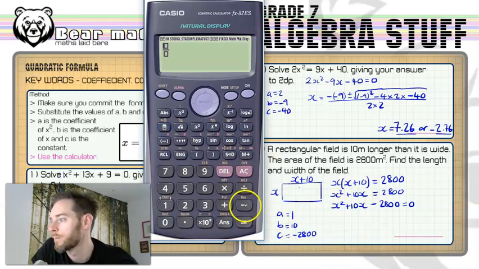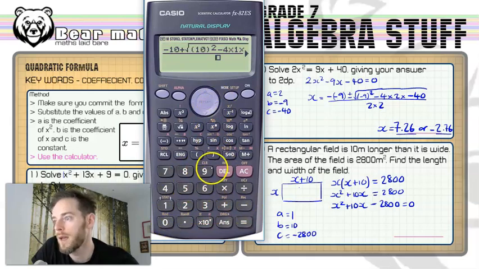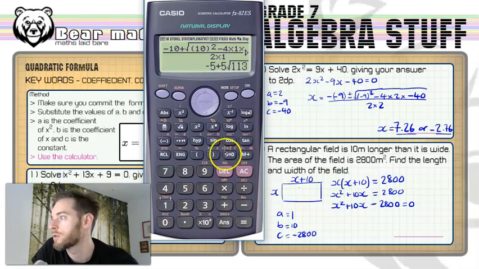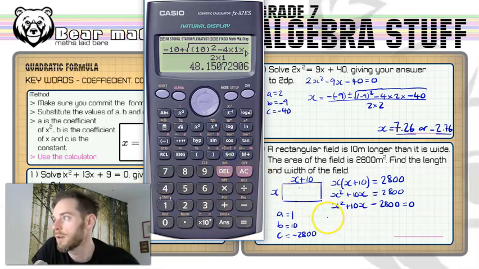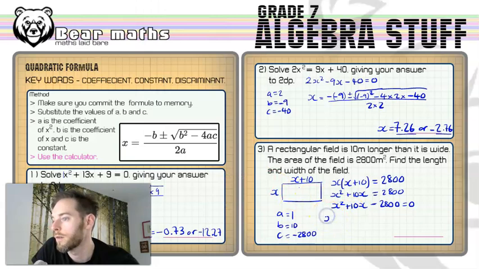So fraction button, minus 10 plus square root bracket, I know I don't have to put it in brackets, but I do, squared, minus 4 multiplied by a, which is 1, multiplied by c, which is minus 2,800, and then next down, and then 2 times by 1. That's given us one solution. So one solution, x is 48.15.